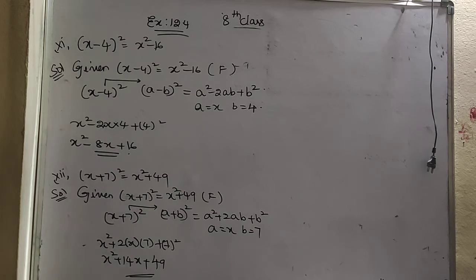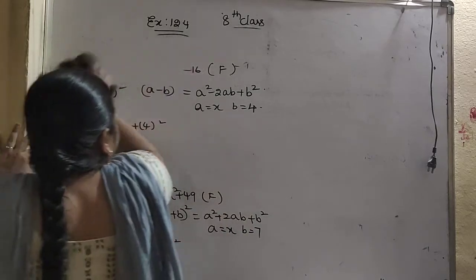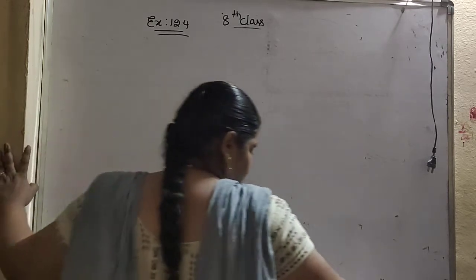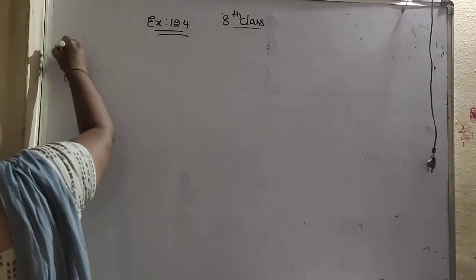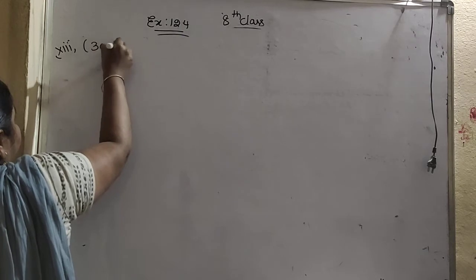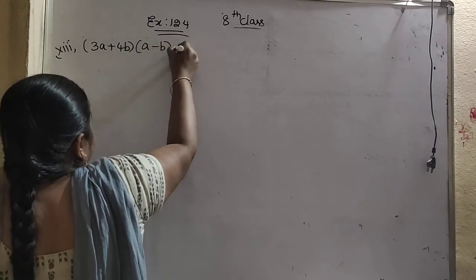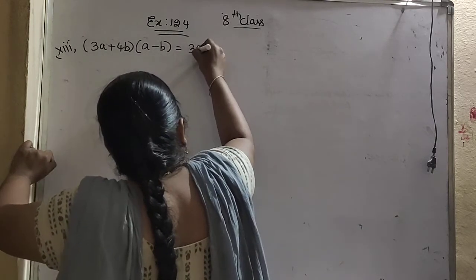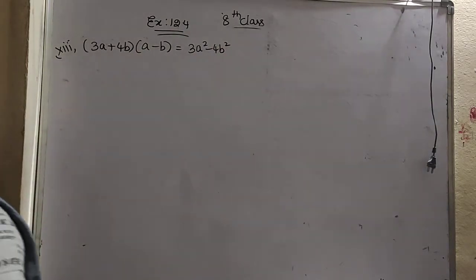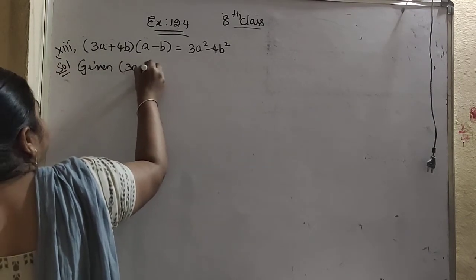So next is 13th one. So what is the 13th one, we will see. Thirteenth is (3a + 4b)(a − b) is equal to 3a² − 4b². So what is this? 3a² − 4b². So again this is a false statement. So what is the true statement, we will see.